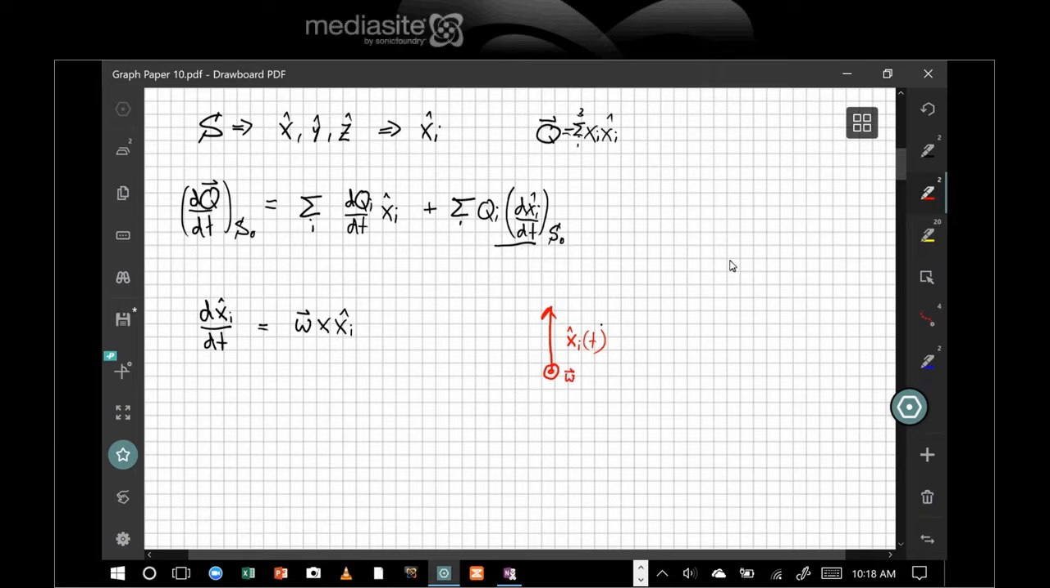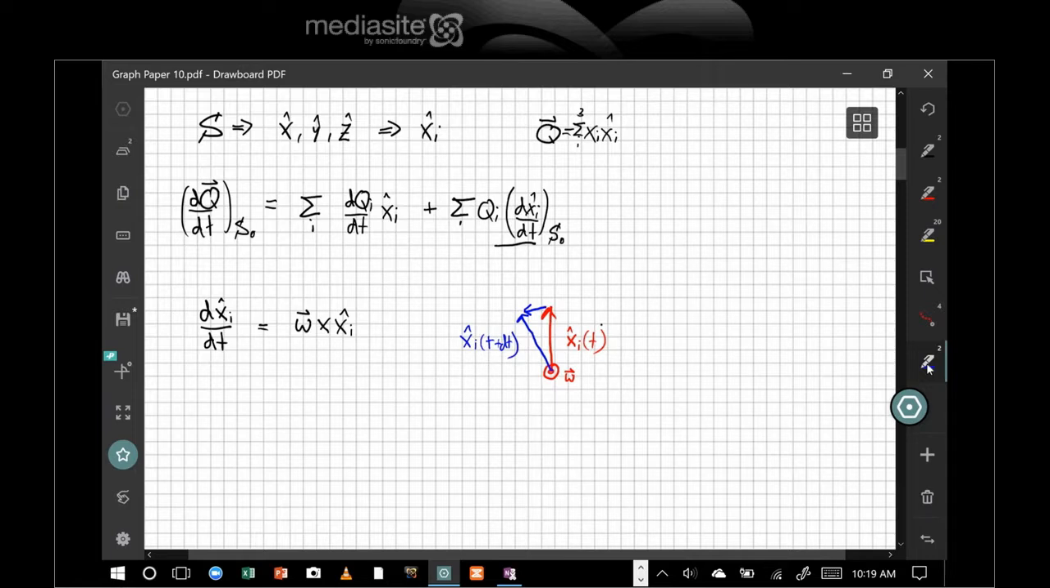And at some later time, let me use a different color. At an instant of time later, I'm going to have another vector here of the same length, and I'm going to call that xi hat t plus delta t, so some instant later. Now, if I subtract those two vectors, I'm going to get a vector that's going to be perpendicular to both of them. And what is that?